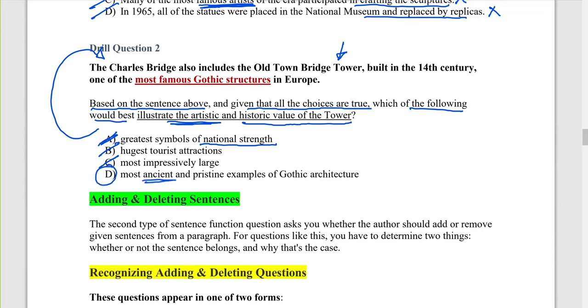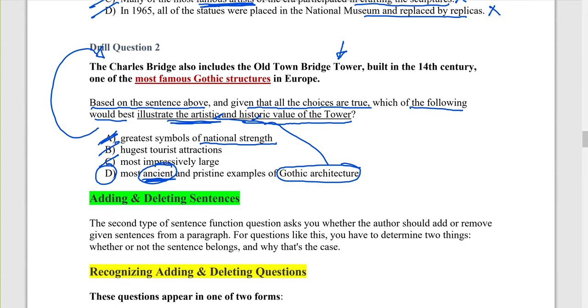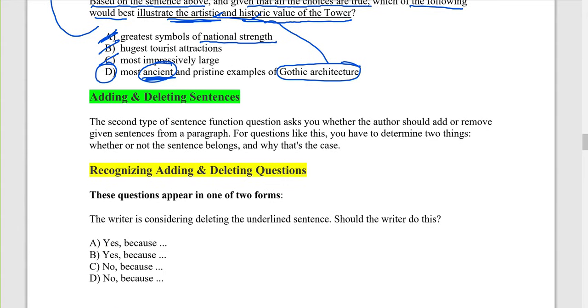Most ancient, look at the word ancient, most ancient and pristine examples of Gothic architecture, okay? And here we have got ancient, and Gothic architecture, which is artistic, and ancient, which is historic. D is the right reflection of what we have to say here, okay? Now we have covered the first part, which is revising sentences. Let us go now for adding and deleting sentences, okay?